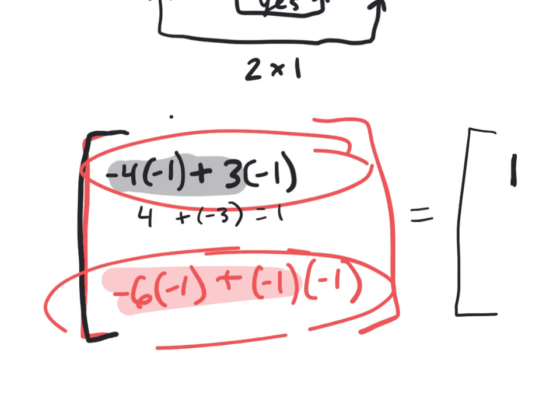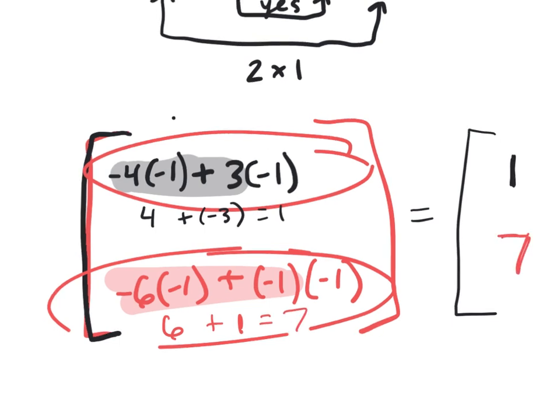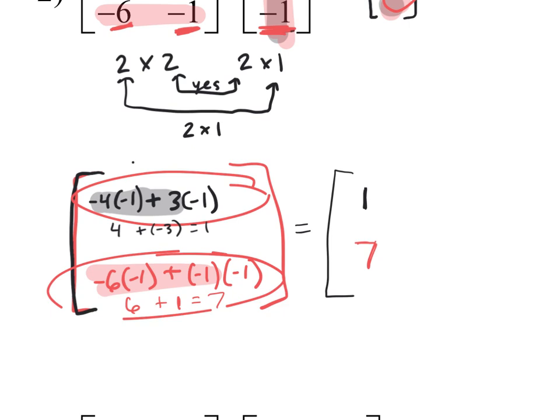Now we move on to the next one. So what's -6 times -1? 6. And plus, what's -1 times -1? 1. What's 6 plus 1? 7. So our next number is 7. So is our answer a 2 by 1 matrix? Yep. So we know we did it right.